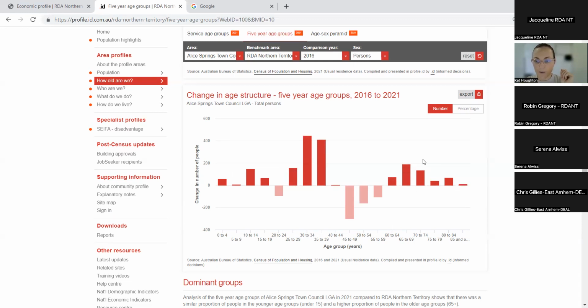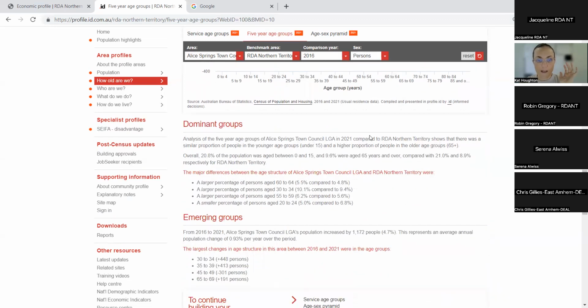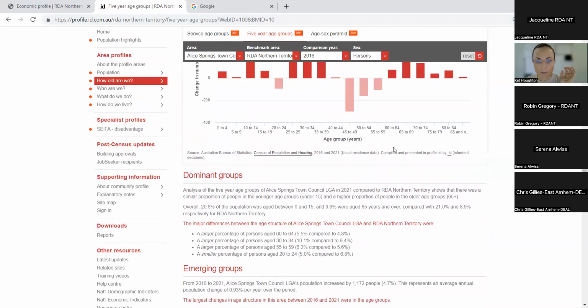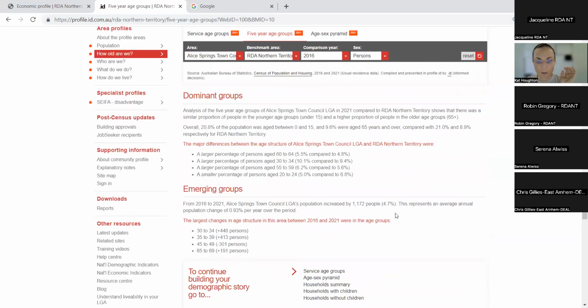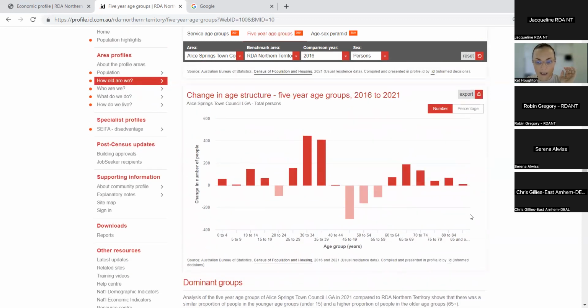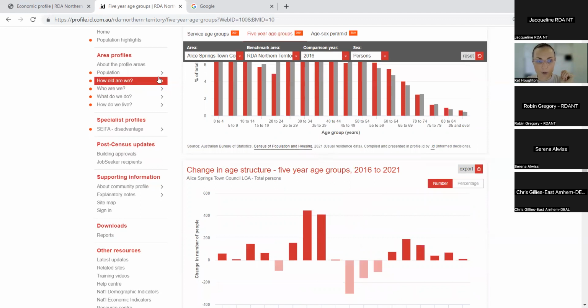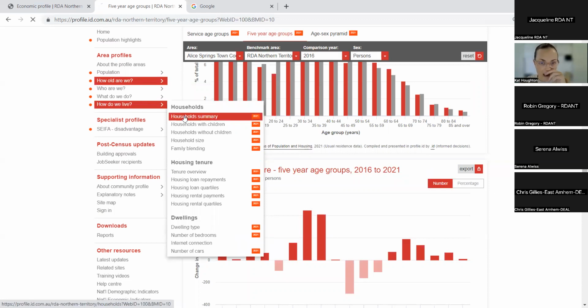And this is an interesting one here because it creates a greater demand on your healthcare services in Alice Springs. So something to really think about. When we move down here, we get this dominant and emerging group analysis. The dominant group analysis is fixated on this slide, whereas the emerging group analysis is looking at our change in the age structure. Okay, so those are both really important things for you guys to look at for your individual communities as well. I'm going to move down to how we live.